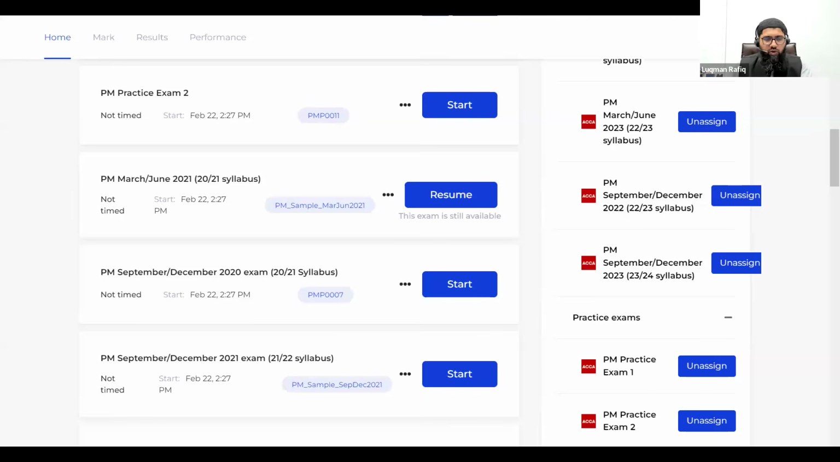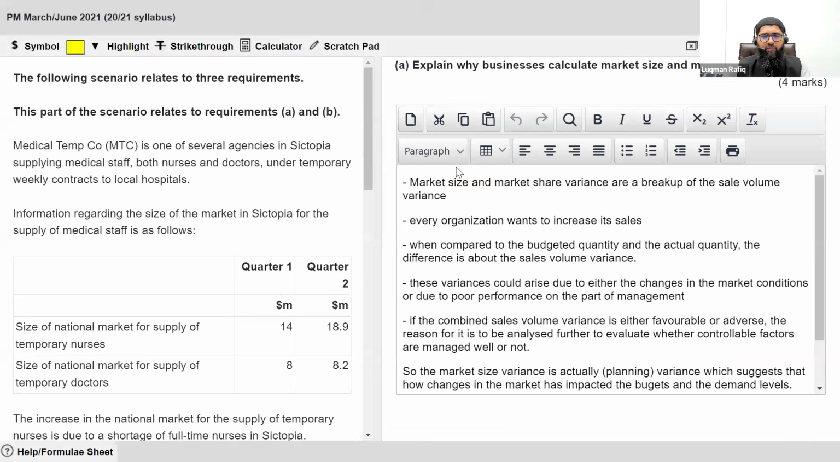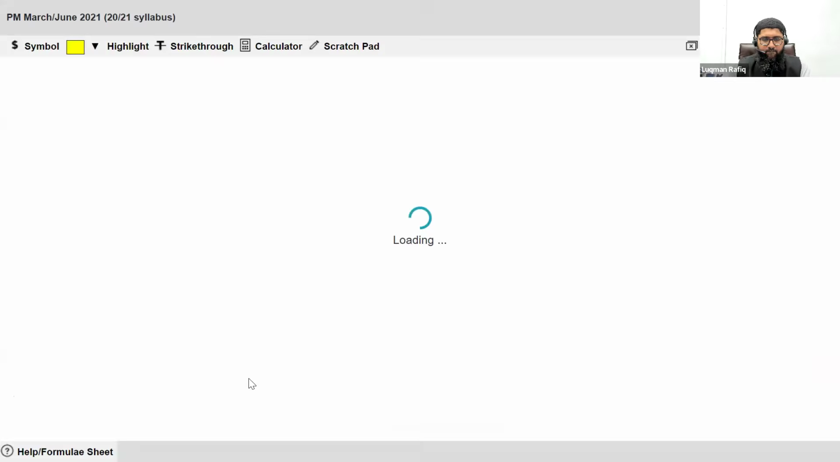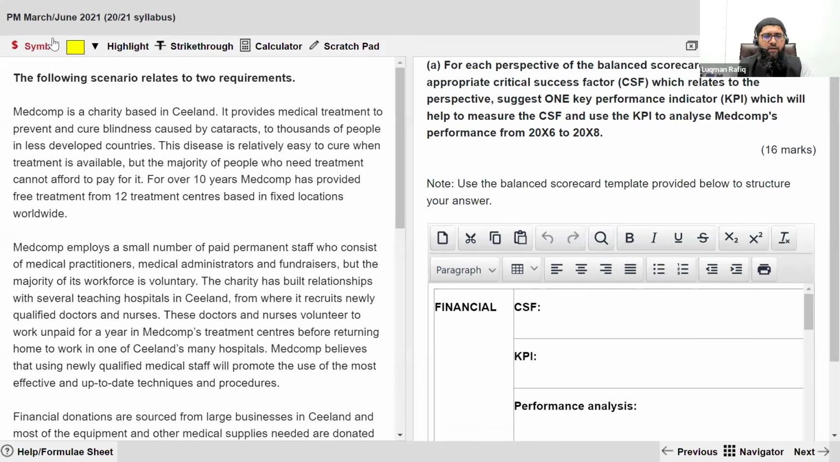So with respect to performance management, let's just try to see this. Basically, we have done some questions, and now I would want to go ahead and discuss the questions pertaining to performance management. Okay, now there is this one question, the name of which is MedComp. The question is from March, June 2021.